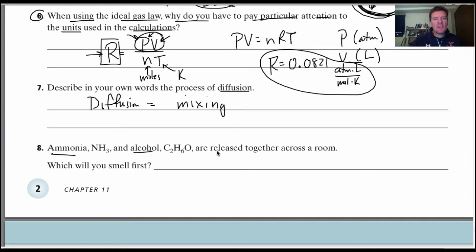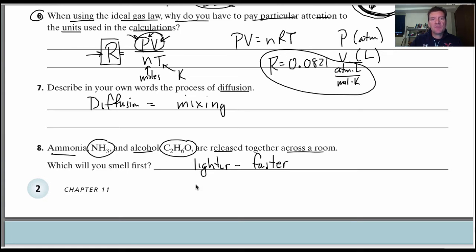Ammonia and alcohol are released together across a room. Okay, so which will you smell first? All right, so basically what we want to do here is these are both going to evaporate, but which one is going to travel faster? Remember, the lighter particles are going to move faster. Why? Because they have a greater velocity in order to match the kinetic energy of the heavier ones.